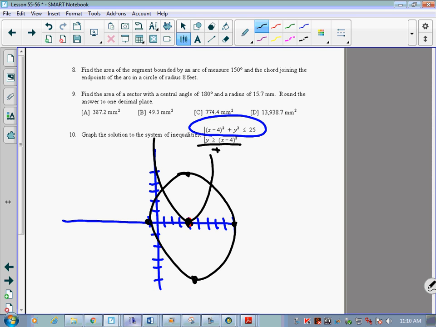The next question is, is it shaded inside the parabola or not inside the parabola? And because it says y is greater than, that means it's shaded inside here, okay? Because the parabola is going up, if it's greater than that, it's going to be inside of it. So that's how we end up doing that, okay?